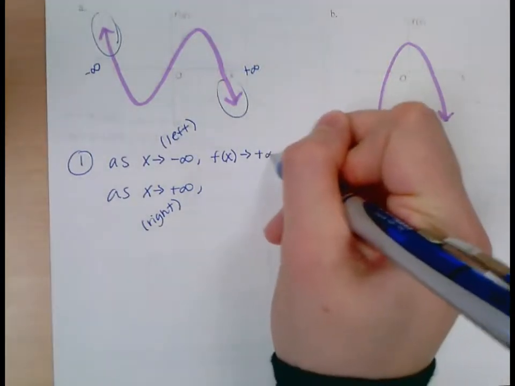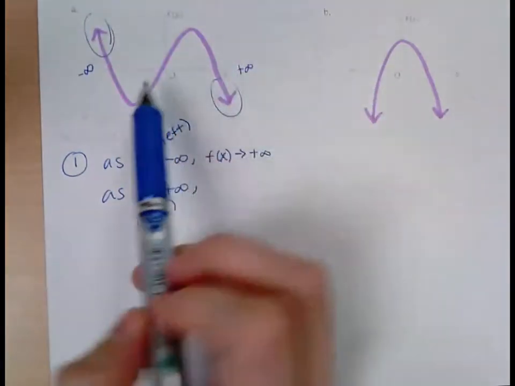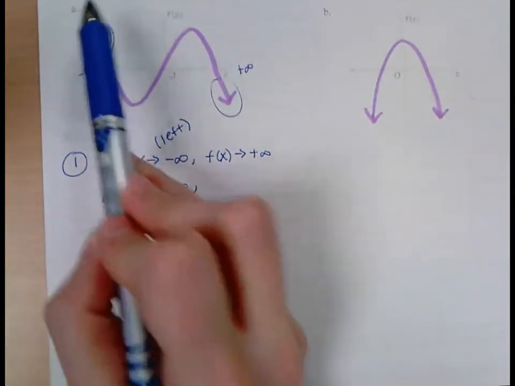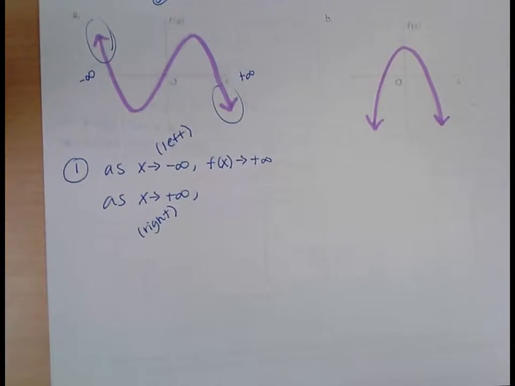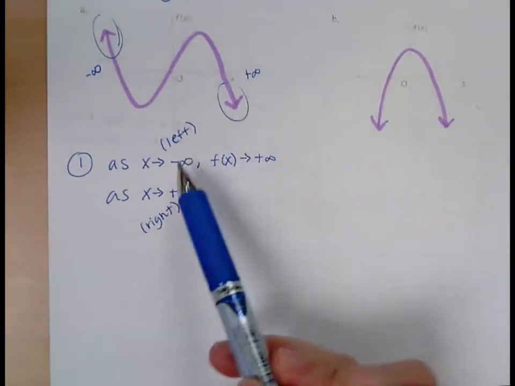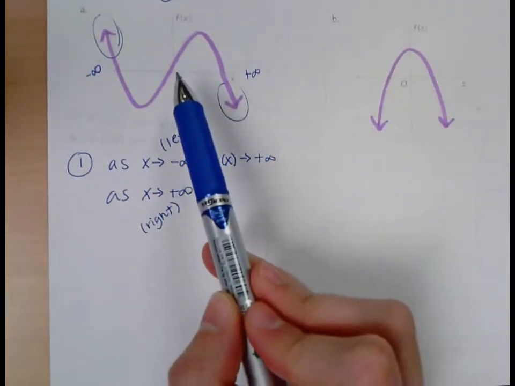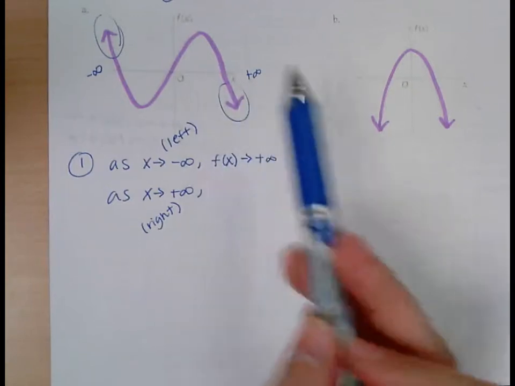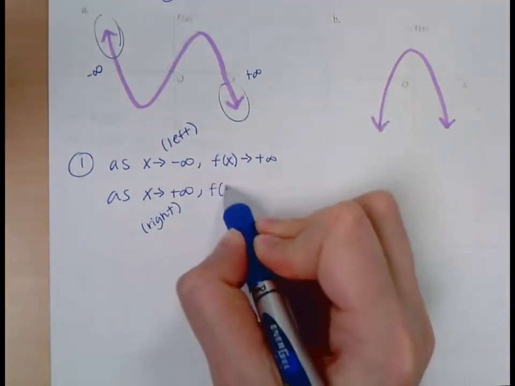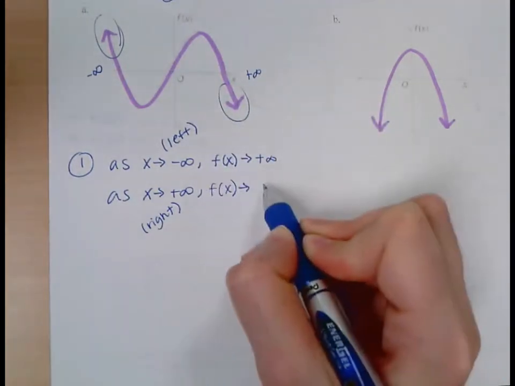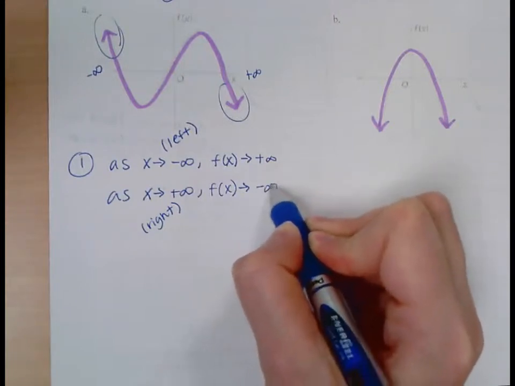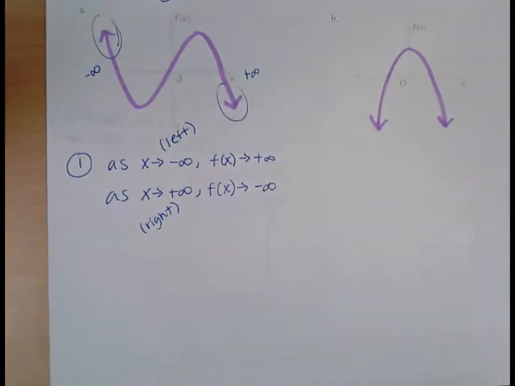Positive infinity. It's going up. So the left part of the graph is going up. Okay, and then as x approaches positive infinity, so that's the right part of the graph, what does f of x approach? Negative infinity, it's going down.